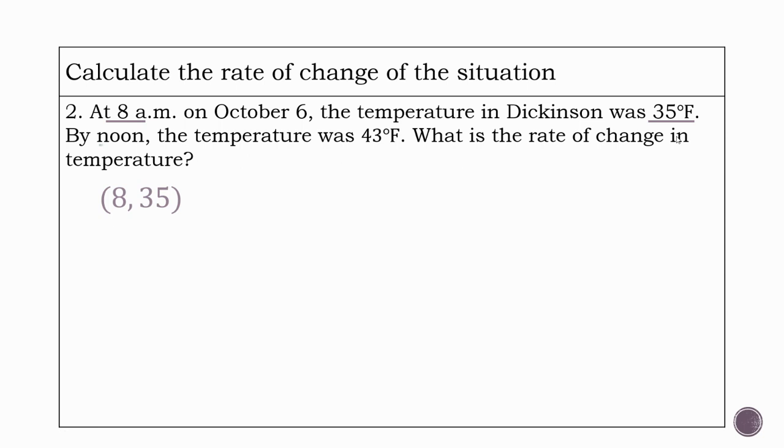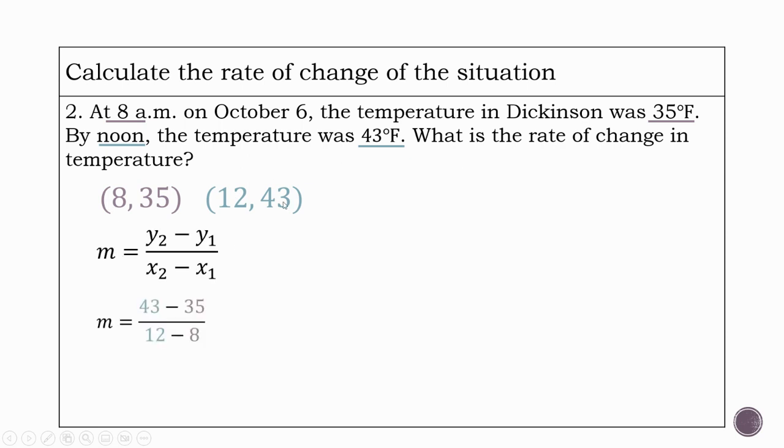Okay, for the second one, by noon, the temperature was 43. Well, noon, hopefully we all know, is 12. That would be my X, and 43 would be my Y. Okay, now we're left with 2 ordered pairs, and hey, guess what? I know how to find the rate of change of this. I subtract my Y's, I subtract my X's, and I find my rate of change, okay?